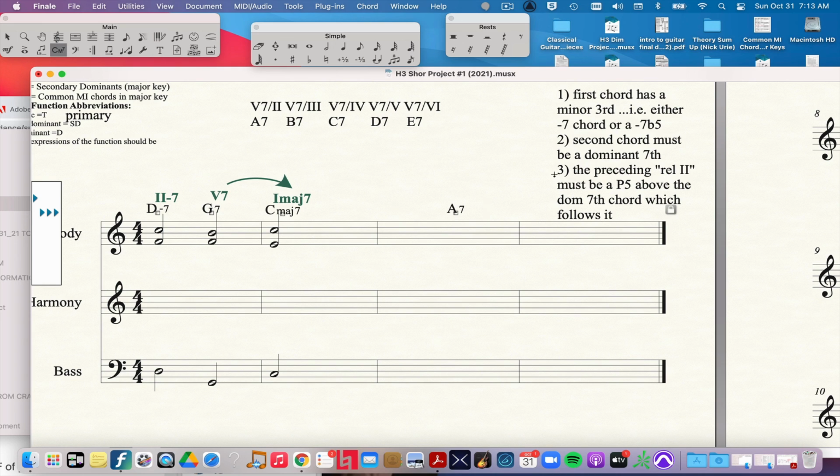Okay, so I want to create a related ii. So I see here it must be a minor chord. So I know that it's going to be a minor 7. The second chord must be a dominant chord. Well, it is. And the related ii must be a perfect fifth above the following dominant. Well, a perfect fifth above A is E. So that means this chord must be E minor 7.